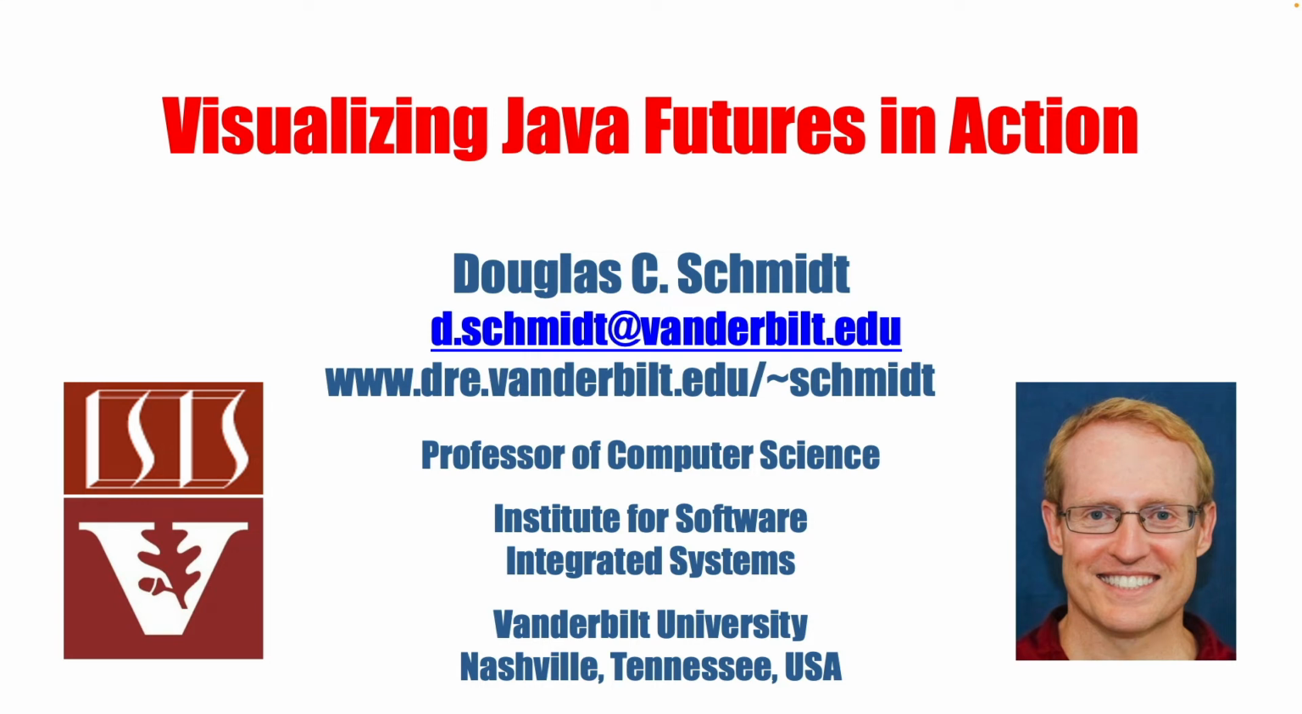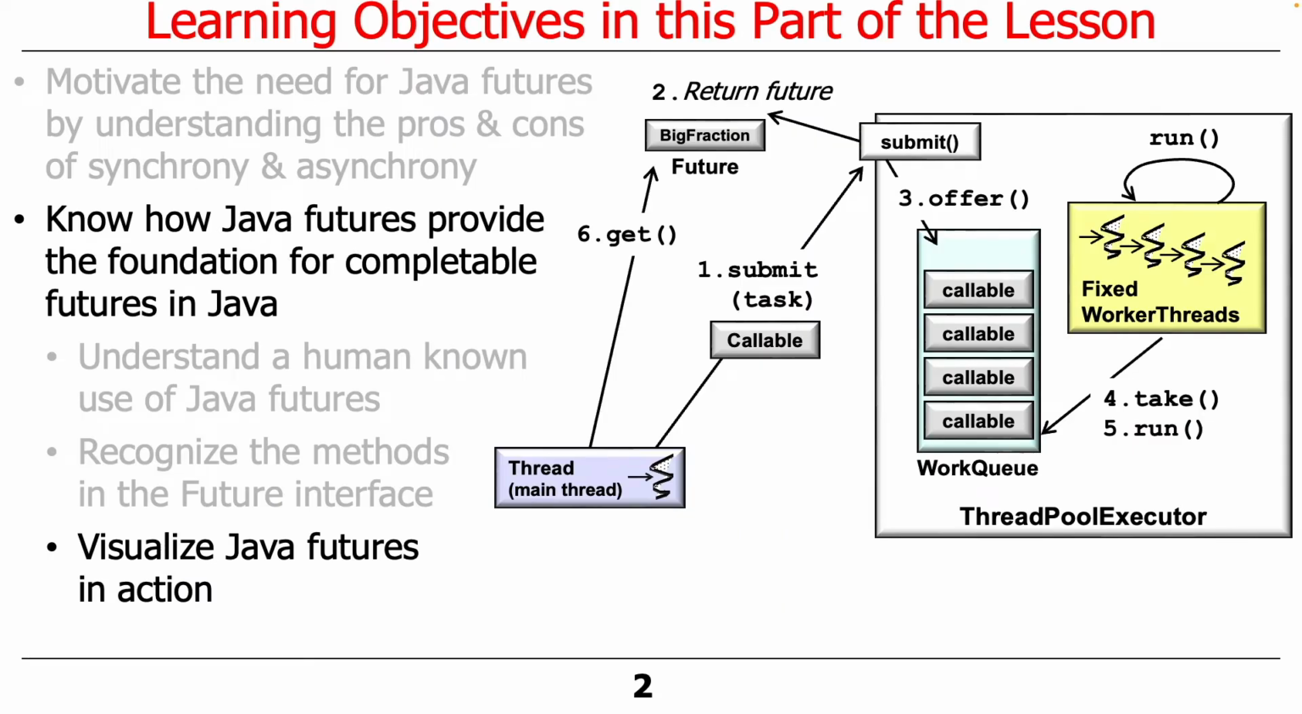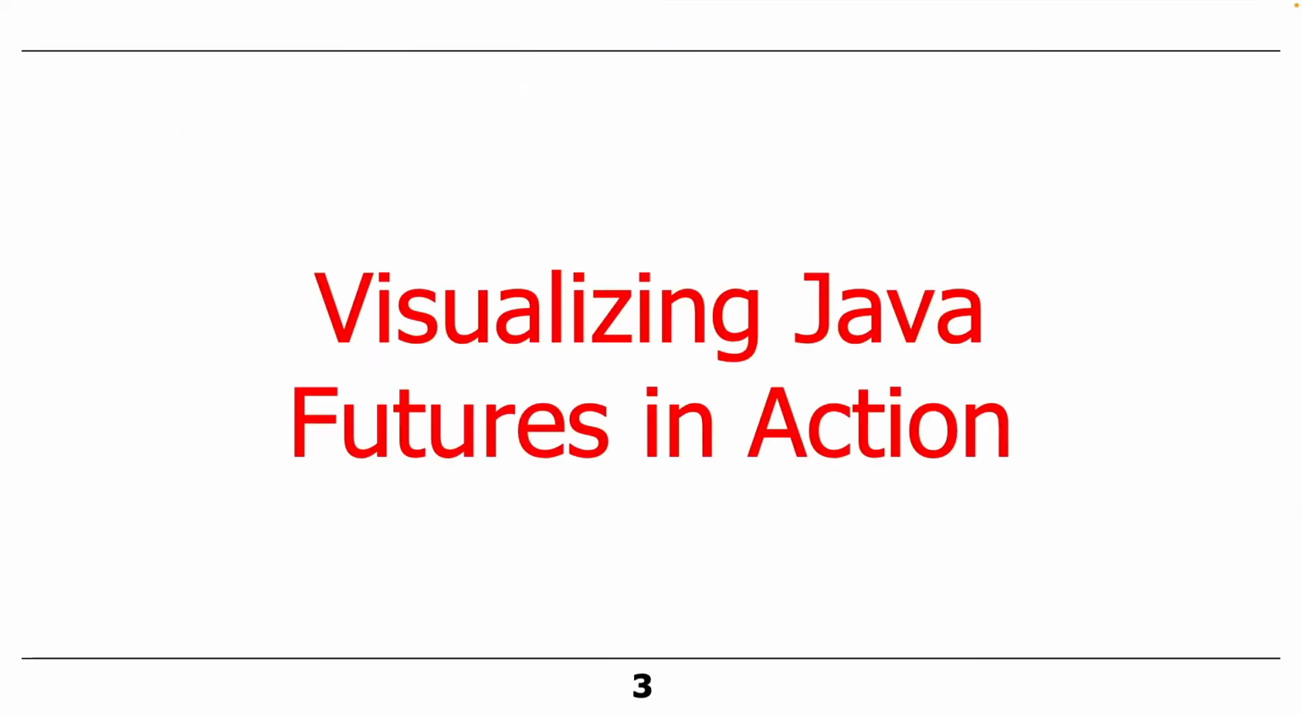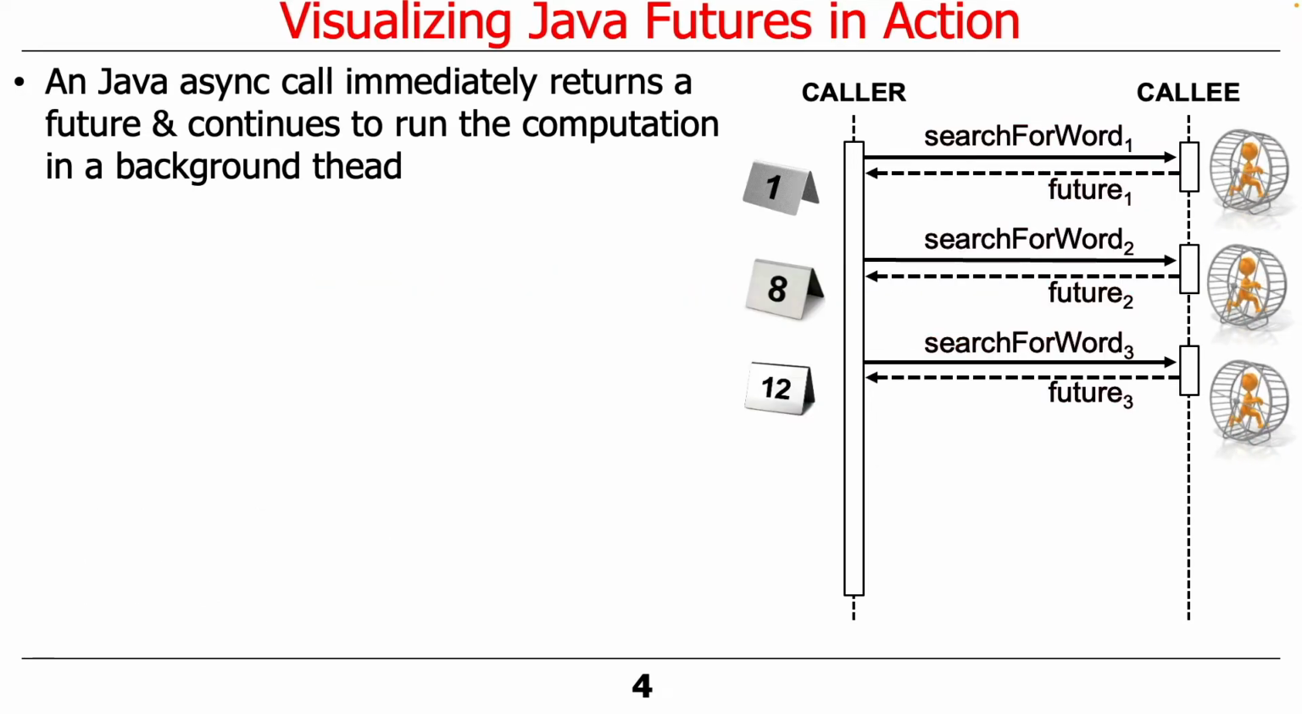Now that we've talked about what Java futures are and how they provide a key foundation for Java completable futures, let's briefly visualize the use of Java futures in action. This particular example is going to literally show you what futures look like. The way you should think about this is that an async call in Java immediately returns a future and then continues to run the computation in the background thread until it's finished.